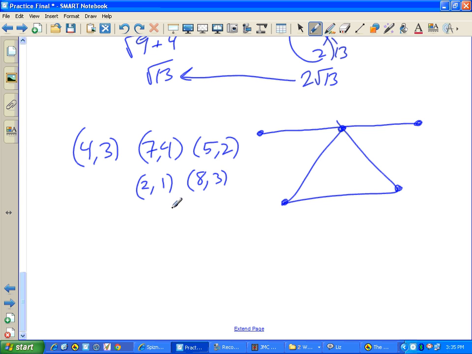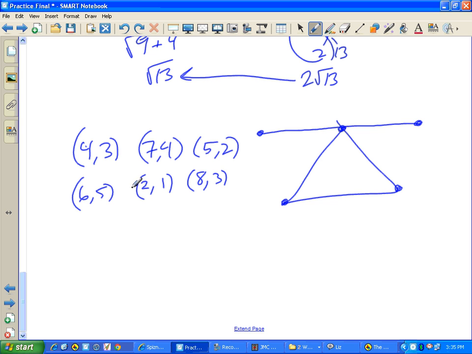That gives me 2 endpoints in my triangle. I just need one more. So from here to here, I'm going down 2, down 2. If I go down 2, down 2, I've got this one again. If I go up 2, I get 6, 5. These are the points of the triangle.